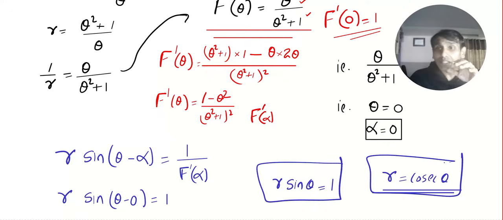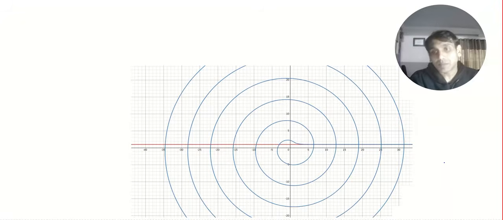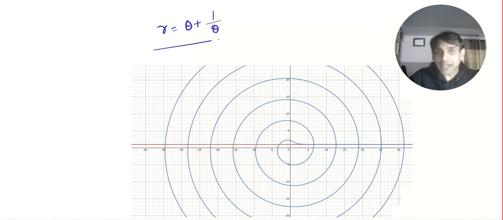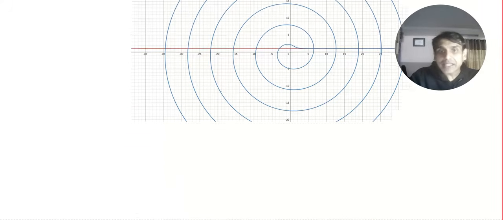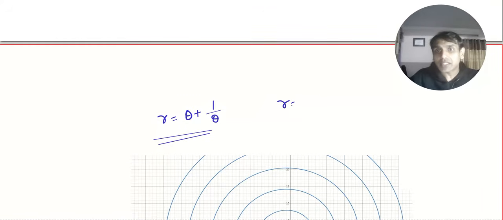Okay, anyway, let's go for the next level. That is, we can check the diagram. Okay, this is the question. If you use any graphing software and check what is r is equal to theta plus 1 by theta, you'll see this kind of spiral. So this is the graph of the curve r is equal to theta plus 1 by theta. Now can you see that red color line? That is exactly our answer. Our answer was r is equal to cosec theta or r sine theta is equal to 1.